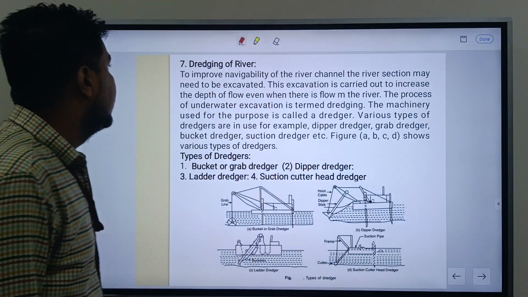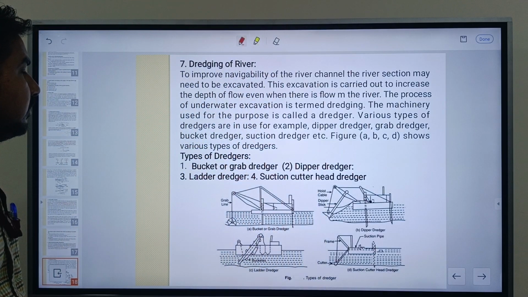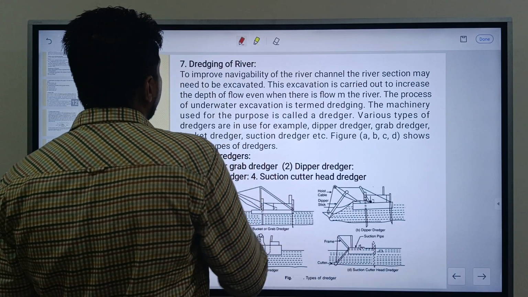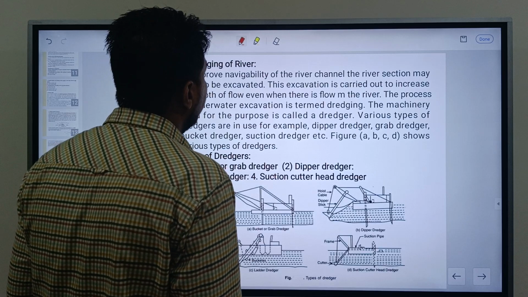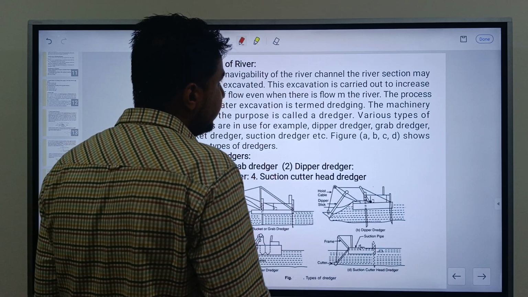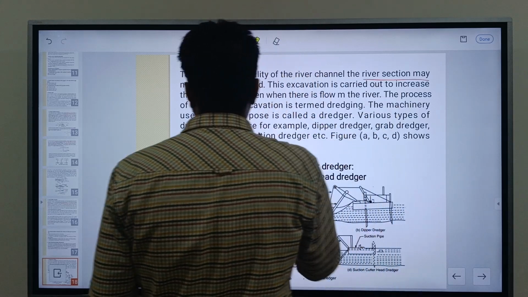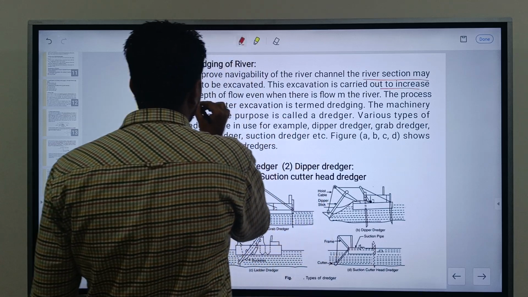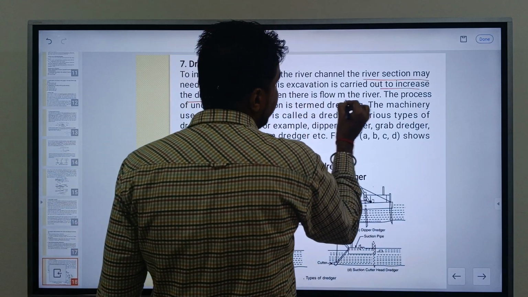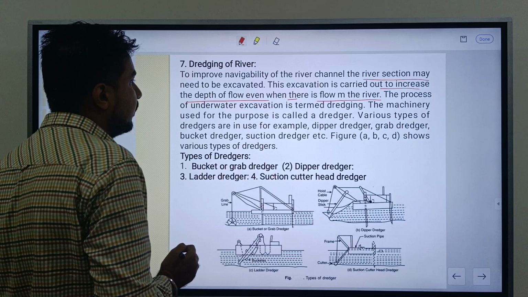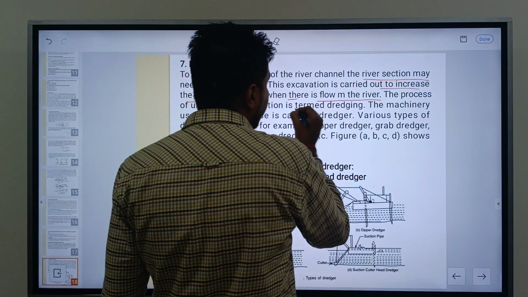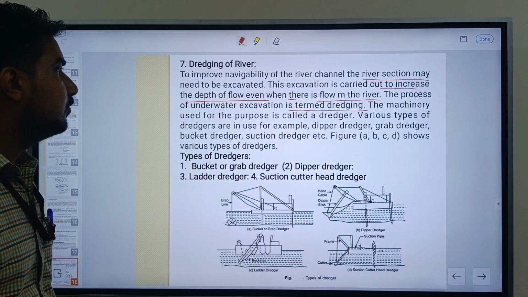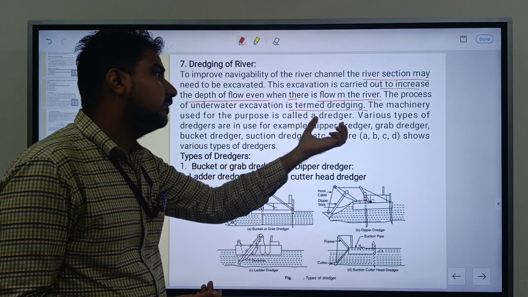Now next one is the dredging of river. Now, what is dredging of river? Let us know about it. Dredging of river: to improve navigability of water, the river channel and river section may need to be excavated. This excavation is carried out to increase the depth of flow in the river. The process of underwater excavation is termed dredging. Means how much excavation is required, how much work is going on. The process of underwater excavation is known as dredging.